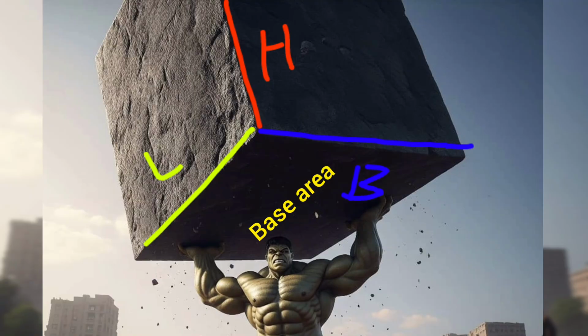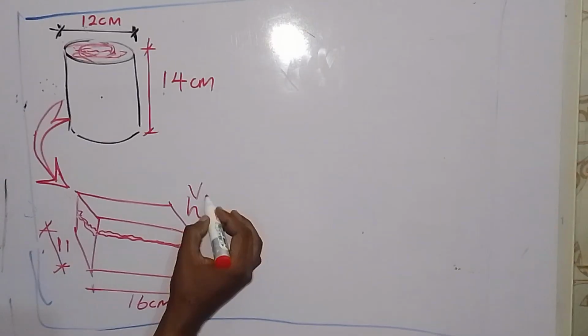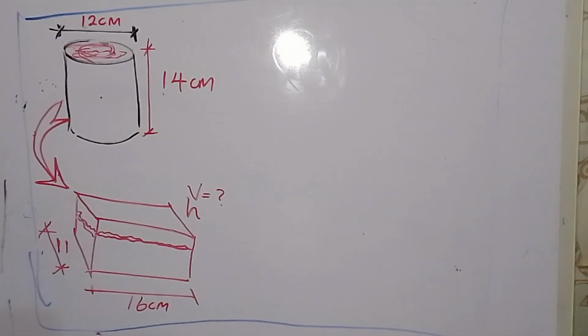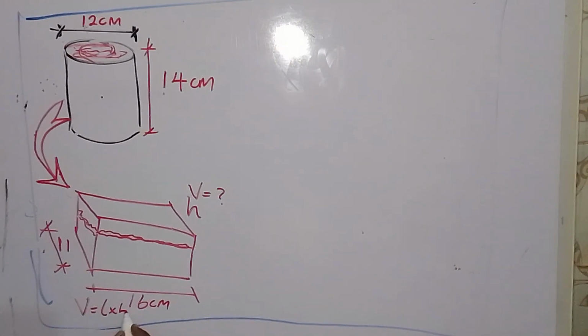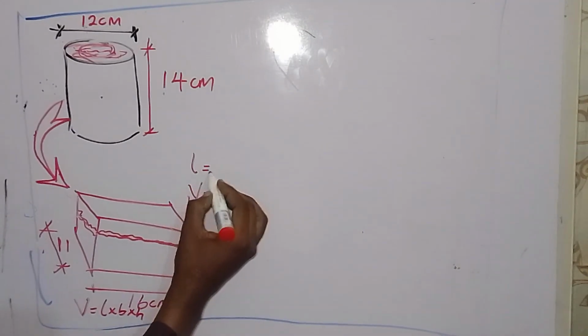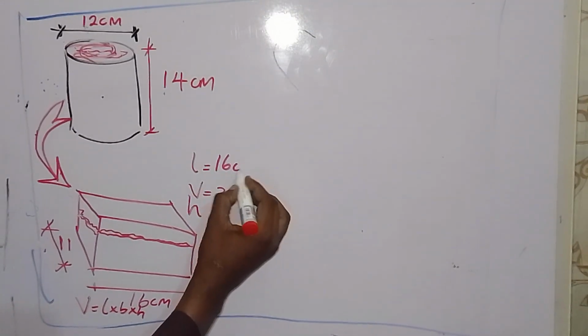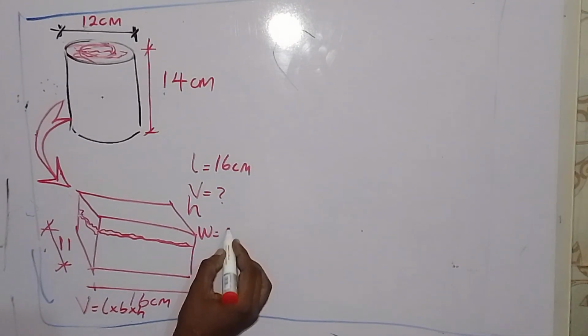Volume of a cuboid is length times breadth times height. Before you know the height here, you need to know the volume. What is the volume here? You cannot get the volume because you don't have the complete parameters. Volume of a cuboid is length times width times height. We have the length as 16 centimeters and width as 11 centimeters.